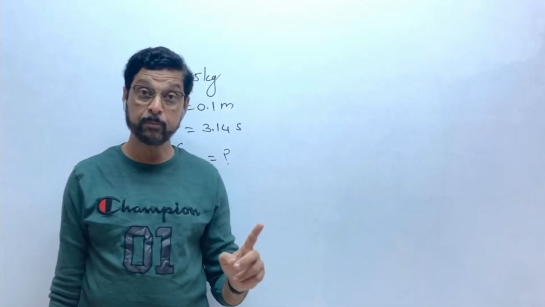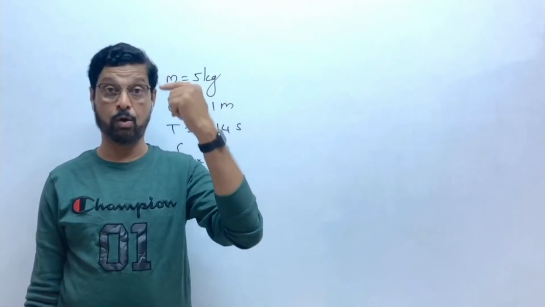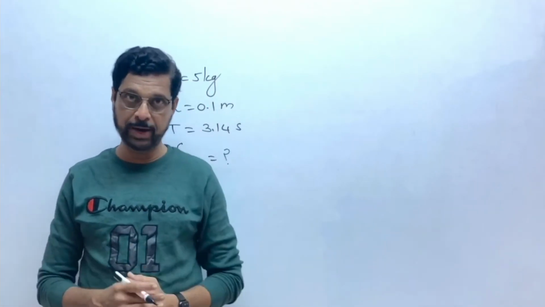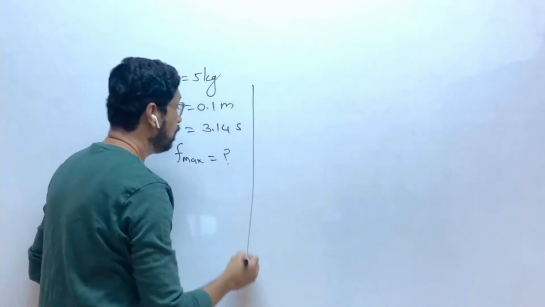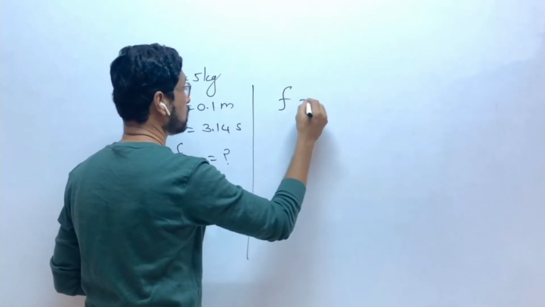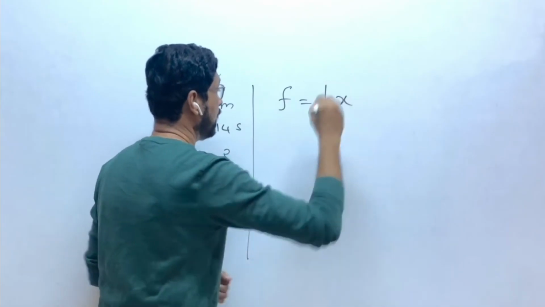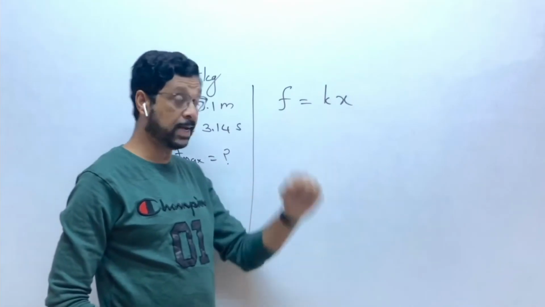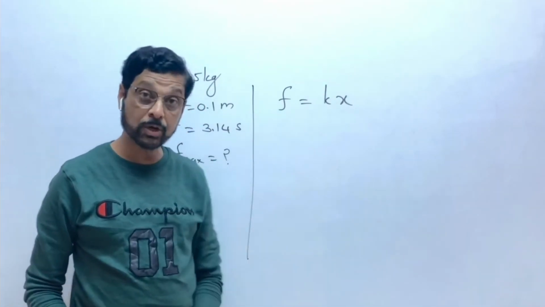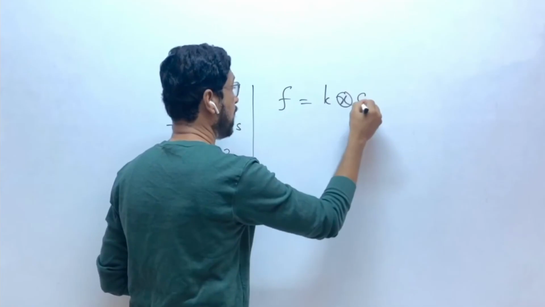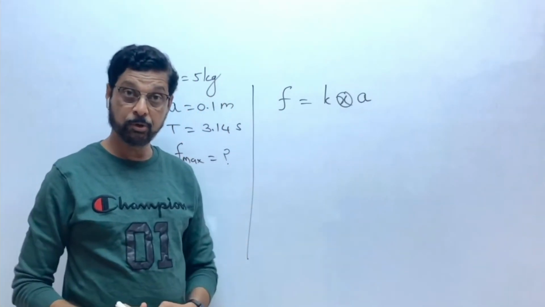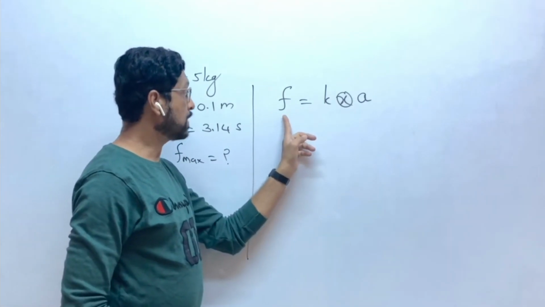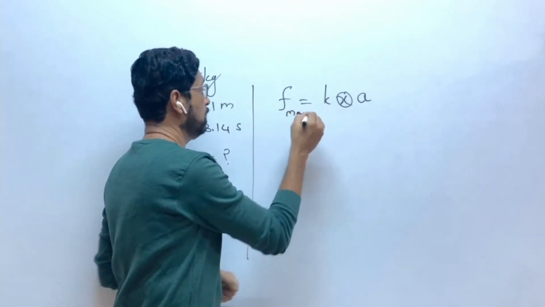Maximum force exerted by the spring on the block means the restoring force is maximum. The restoring force is kx in magnitude, right? Magnitude of restoring force is kx. Maximum restoring force means x will be replaced by A, the amplitude, because the restoring force will be maximum at the extreme position. So the maximum restoring force will be KA.